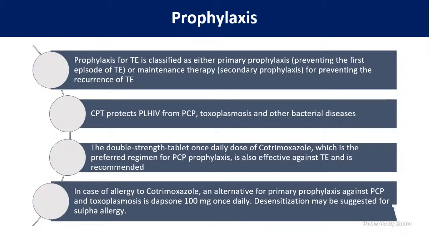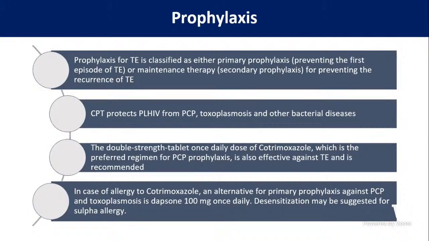So prophylaxis can be primary prophylaxis or secondary prophylaxis. Primary prophylaxis we are using for toxoplasma encephalitis because we are giving patients CPT, cotrimoxazole prophylactic treatment, and it prevents PCP, it prevents toxoplasmosis, and it also prevents multiple other bacterial diseases. And the double strength tablet of once daily dose of cotrimoxazole CPT is a preferred regimen for PCP prophylaxis. It is also effective against toxoplasma and is recommended.